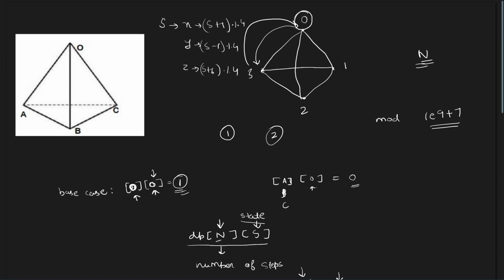So for example, if I am at node 1, I can visit 2, that would be s plus 1 mod 4. I can visit 0, that would be s minus 1 mod 4. I can visit 3, that would be s plus 6 mod 4. How? If I do 1 plus 6 mod 4, it is 7 mod 4, and it is actually equal to 3, right? So you can get these values by observation. I was just trying to find a simpler way to get the nodes which are connected to the current node.